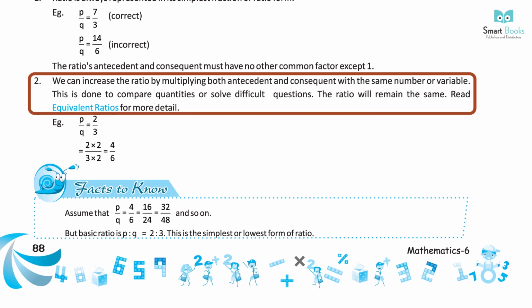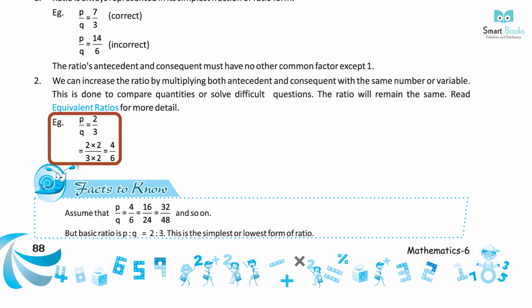Second, we can increase the ratio by multiplying both antecedent and consequent with the same number or variable. This is done to compare quantities or solve difficult questions. The ratio will remain the same. Read equivalent ratios for more detail. Example, P upon Q equals 2 upon 3, which is equal to 2 into 2 upon 3 into 2, which is equal to 4 upon 6.